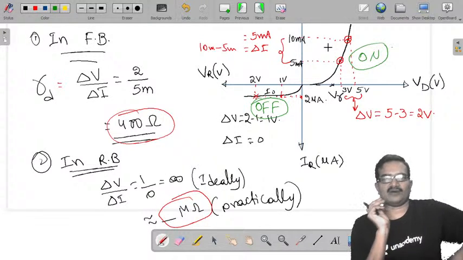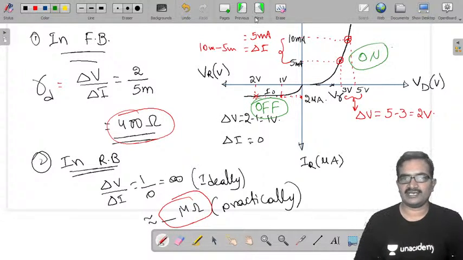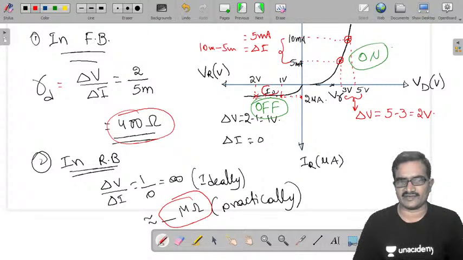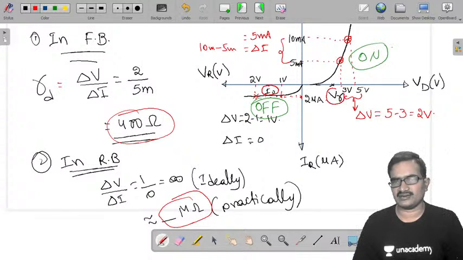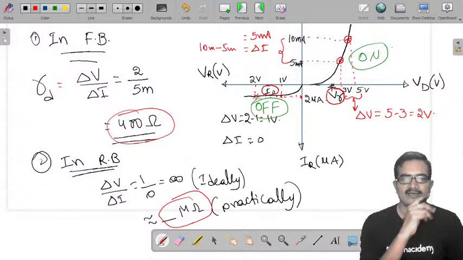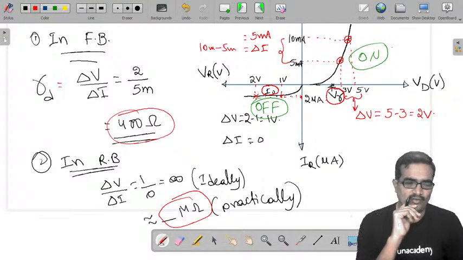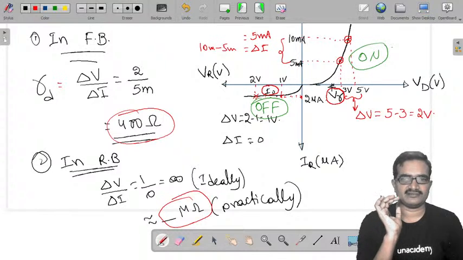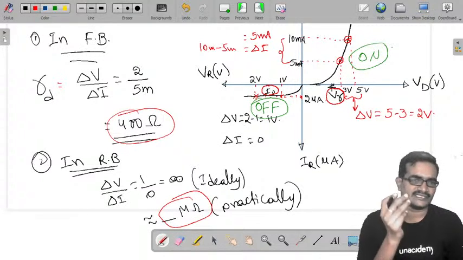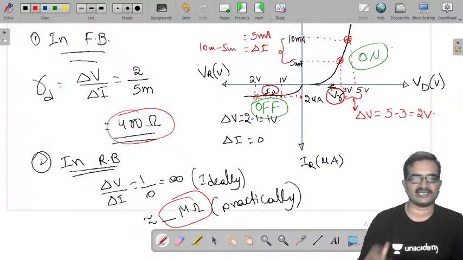Now in the VI plot, we defined two important parameters. First one is I naught, the reverse saturation current. Second one is V gamma, the cut-in voltage. These two parameters are temperature sensitive. Once temperature is changing, these two parameters are going to change. Now we just check how those values are changing.